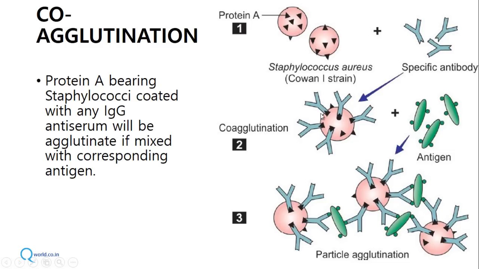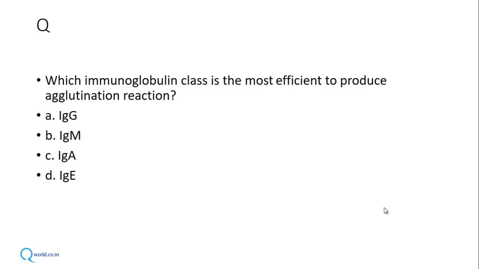So what we do, we take Staphylococcus aureus and attach it with the antibody molecules, and then we mix it with the antigenic solution. If the desired antigen is present, then it will show us the clumping of staphylococci, or particle agglutination will be seen. So this is known as co-agglutination. The example that I can give you is that this co-agglutination test is used to detect the Salmonella antigen in the first week of illness.